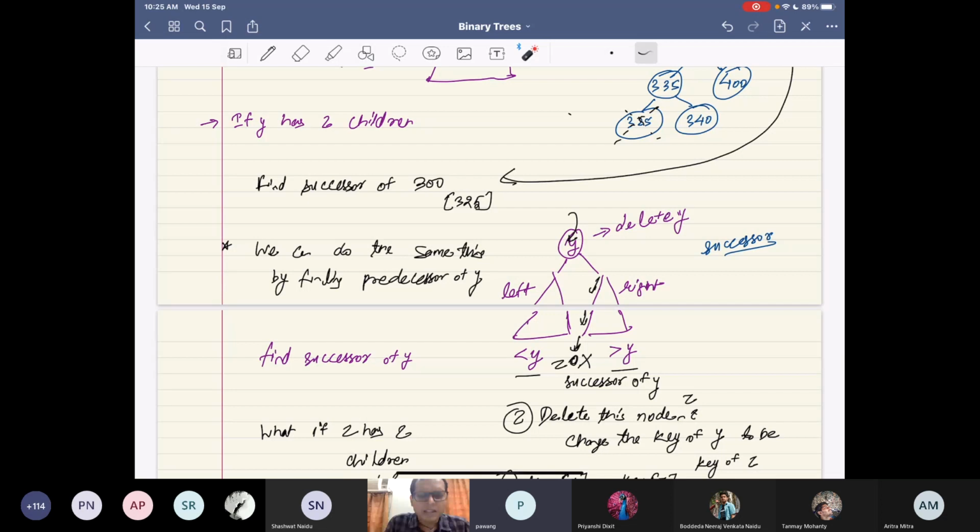Any other questions on binary search tree? Meanwhile, okay, I think let me just use your chat to show you the code.